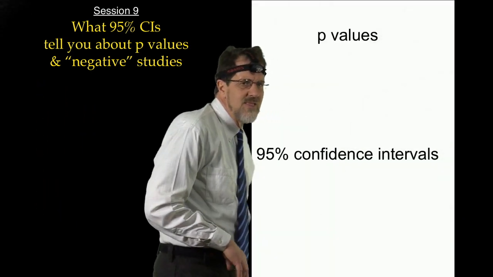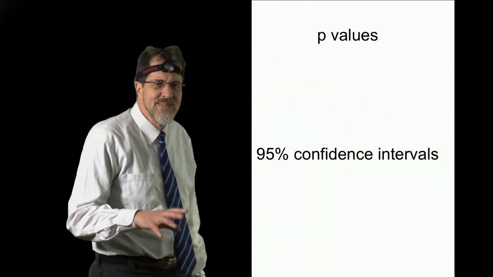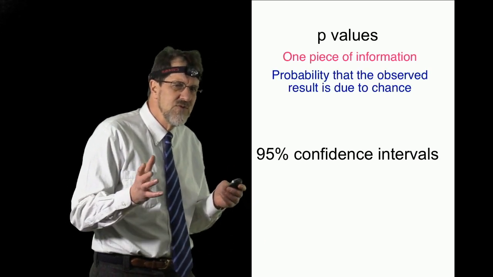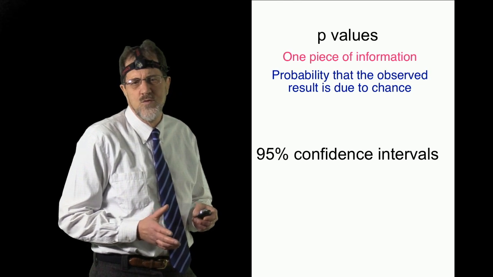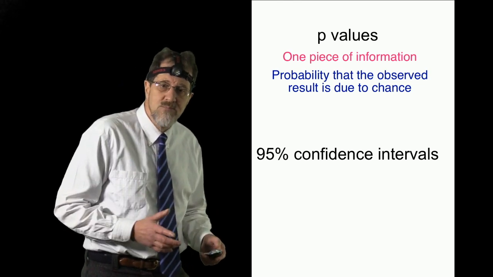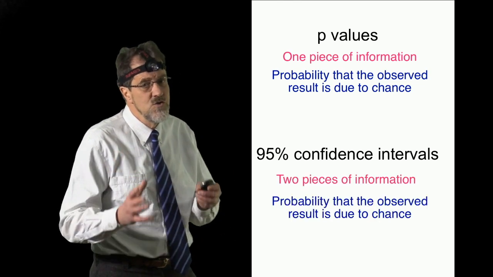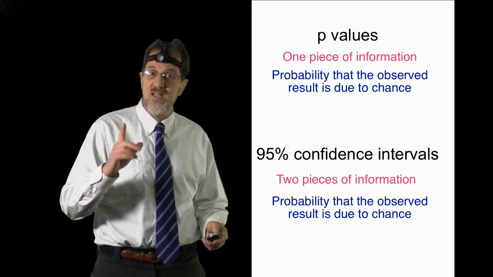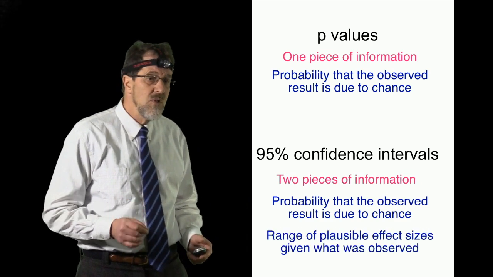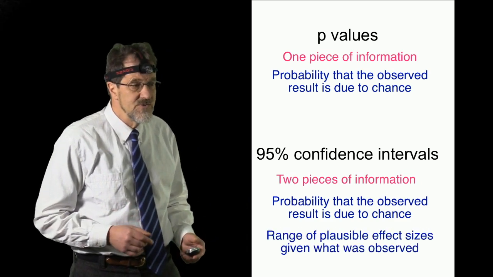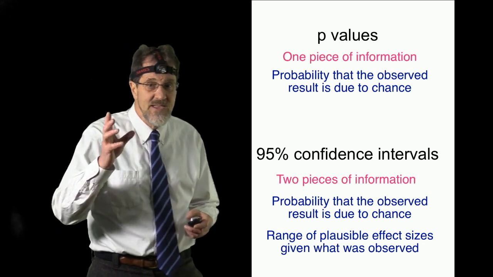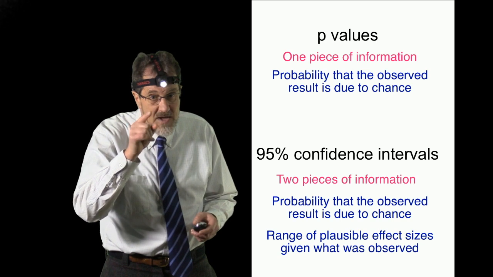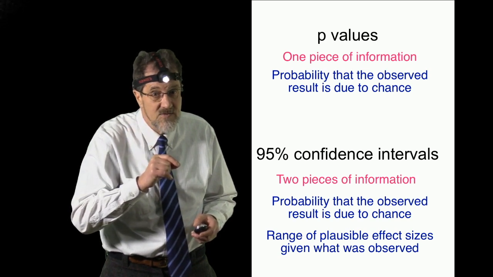Confidence intervals provide a lot of information. The p-value really only gives you one piece of information, the probability that the observed result is due to chance, while a 95% confidence interval provides you with 2 pieces of information, the probability that the observed result is due to chance and the range of plausible effect sizes given what's observed. That's a lot of information, and if you want to get it, you need to look at that confidence interval carefully. Go ahead and take the assessment now.